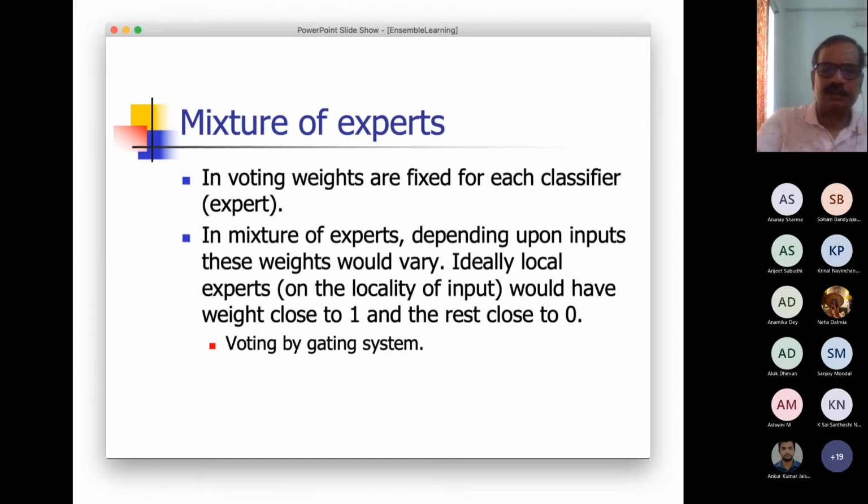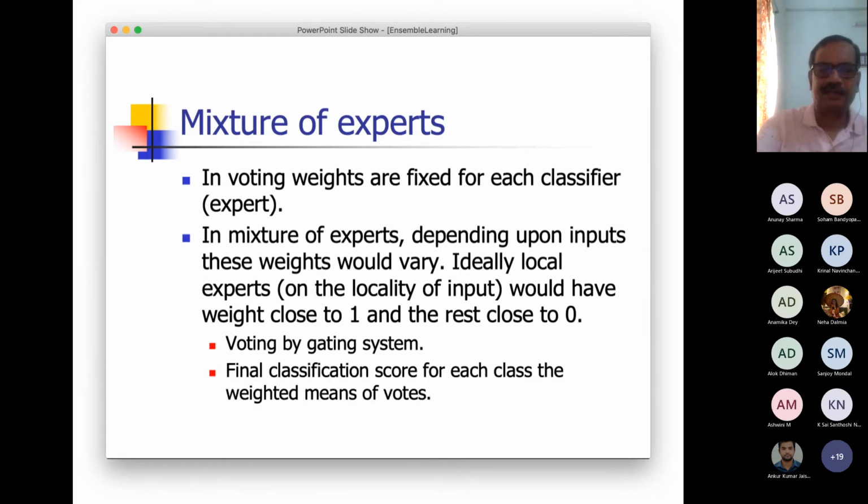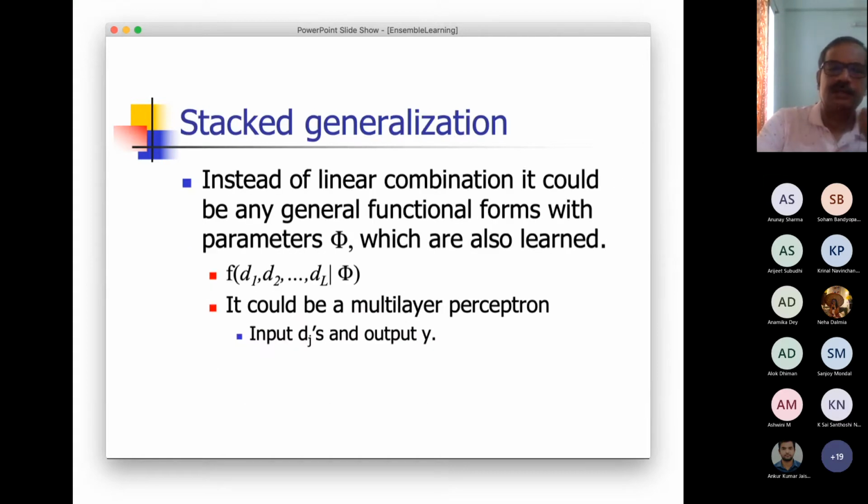This is also called voting by gating systems. That means you are allowing only some of the experts' votes, not the others. The final classification score for each class is the weighted mean of votes. Even from your panel of experts, for a sample you are only allowing a few experts to make a decision, and then you consider decision fusion from there.